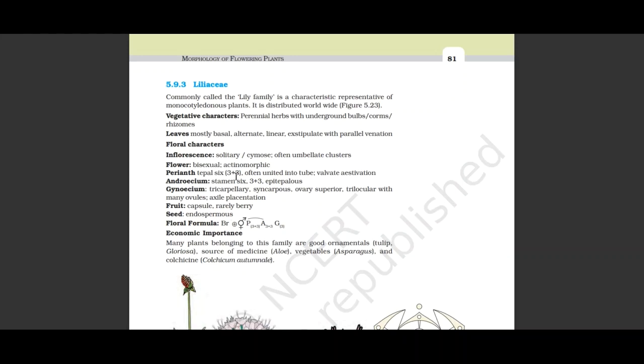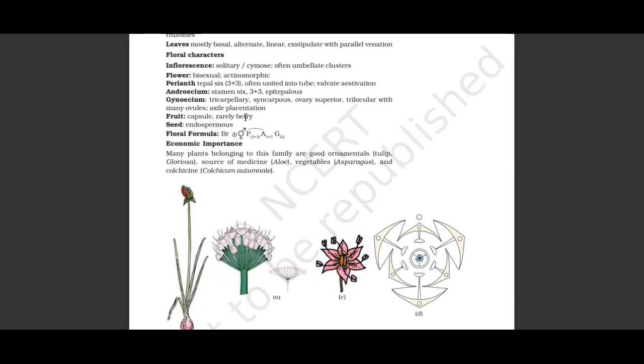Tepals 3 plus 3, often united into tube, valvate aestivation. Androecium: stamens 6, 3 plus 3, epitepalous. Gynoecium: tricarpellary, syncarpous, ovary superior, trilocular with many ovules, axile placentation. Fruit is capsule, rarely berry. Seed is endospermic. Floral formula is bracteate, actinomorphic, bisexual. Perianth 3 plus 3 fused. Androecium 3 plus 3 and gynoecium is 3 which are fused.